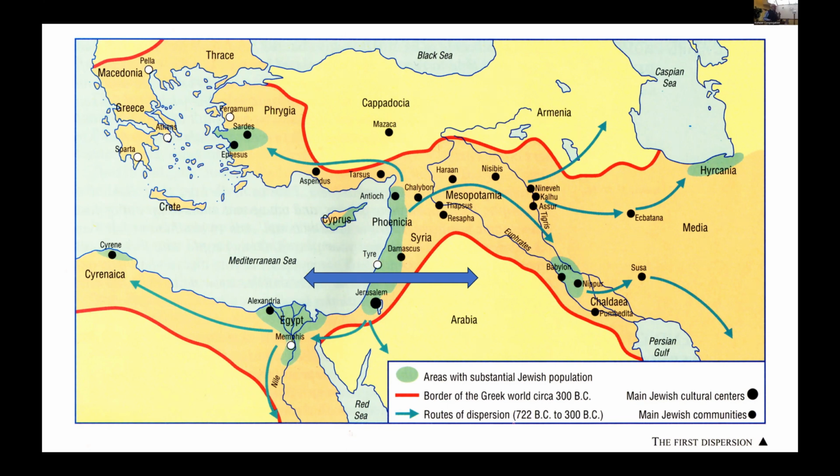Now, what else is kind of important here, that when Alexander of Macedonia dies, that empire falls into two. Seleucids here in the north, and Ptolemies in Egypt, and they start fighting.